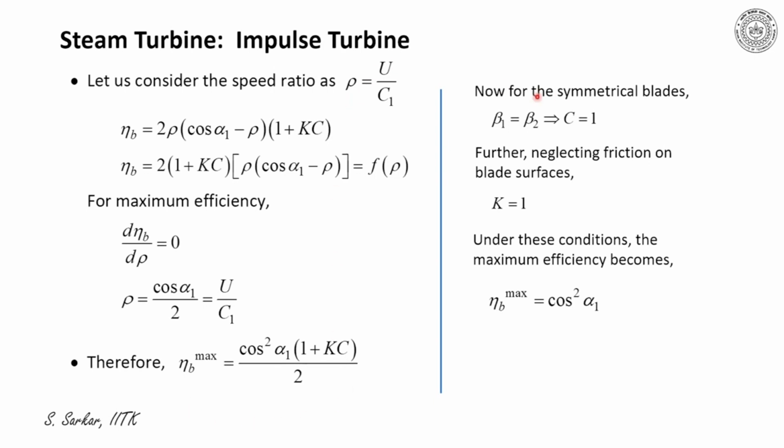Now, if we consider the blades are symmetrical, then beta 1 should be equal to beta 2, and thus C must be equal to 1. Further, if we neglect the friction, then K is equal to 1. Hence, under this constraint, that is, for symmetrical blades with no friction, eta B max, that is the maximum efficiency of an impulse turbine, would be equal to cos square alpha 1.